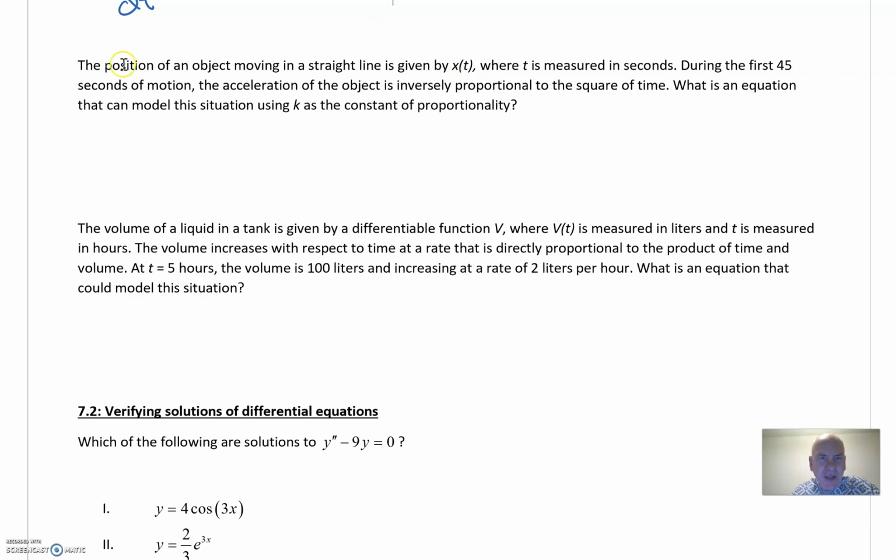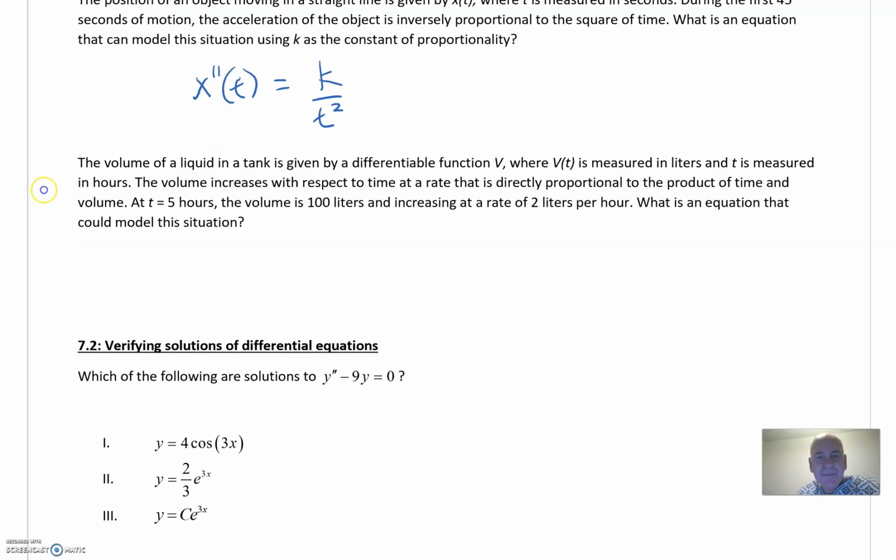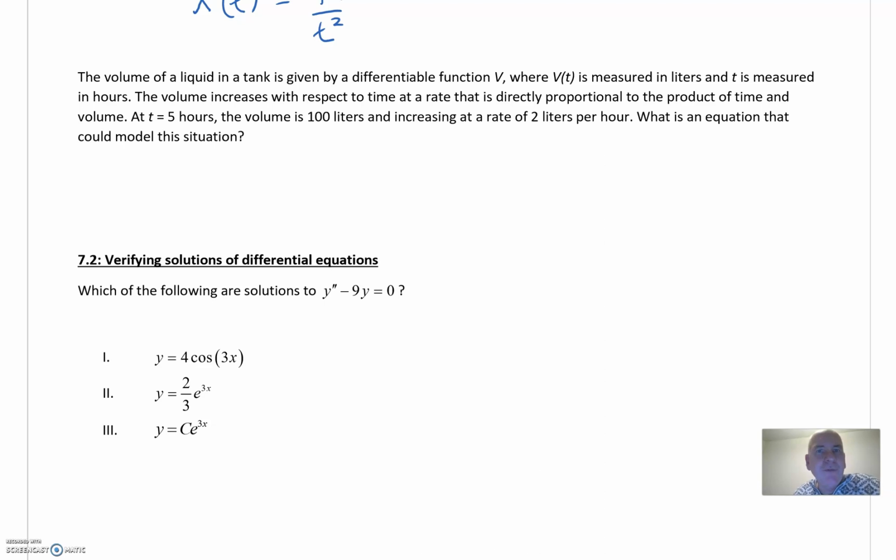x of t looks like the position, and the acceleration is inversely proportional to the square of the time. What would that be? In the 45 seconds, they're just saying during this period of time, this formula works. So that's just kind of the domain. And so acceleration, I'm just going to say x double prime of t, because if x is the position, then velocity, acceleration is equal to, and what is the equation that can model this? The acceleration is inversely proportional to the square of the time, is k over t squared. Sweet. So all we're doing is just representing verbal stuff with an equation.